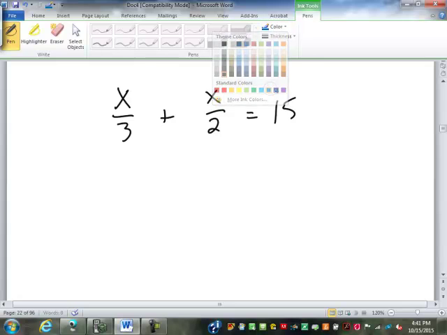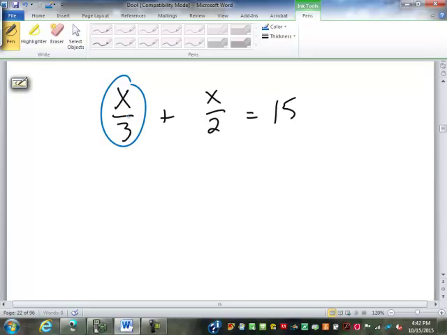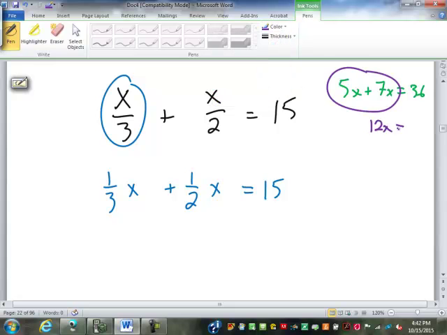What do we do when we hit something like this? Well, we had a couple of options. The first option was to look at x over 3 and read it as 1/3 x. Then x over 2 becomes 1/2 x. So now, just like having 5x plus 7x equals 36, here I would add 5x and 7x to make 12x.